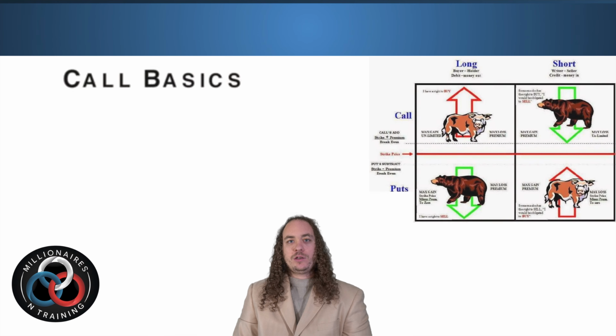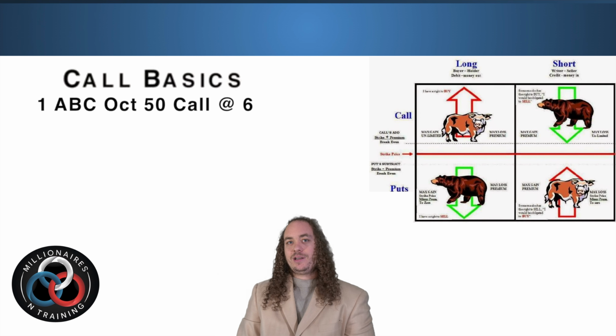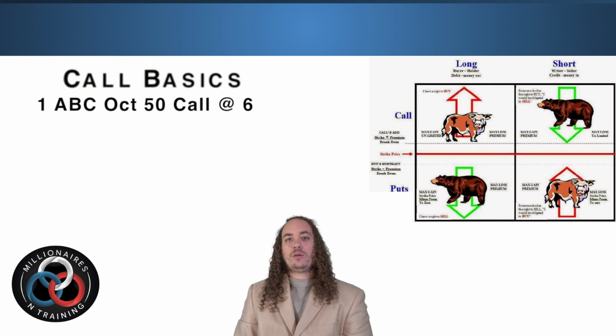Let's move forward to look at calls. We're going to start out by using the following options contract: 1 ABC October 50 call at 6. Remember that this option has two parties involved, the holder and the writer. Let's look at what the different rights and obligations are for the holder versus the writer.